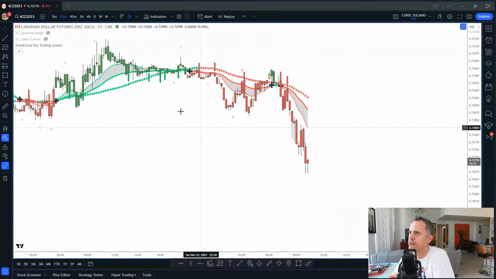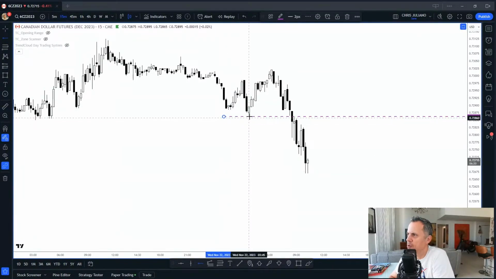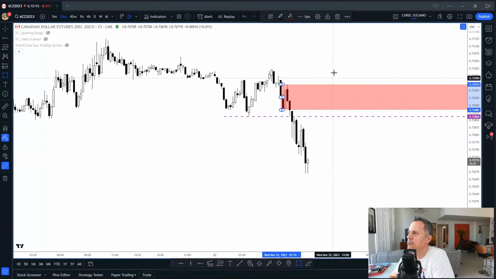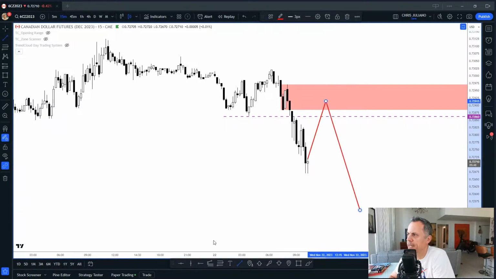Okay, so let's remove all this. What are we looking for? Well, we want to look for a break of structure. We've got a break of structure right here. And what broke this structure here? Well, here's rally, base, drop. So right here, there's a supply zone. And here's a supply zone too, right? Drop, base, drop that turned into this level here. So we've got some structure here where this thing could pull back into and make the move down.